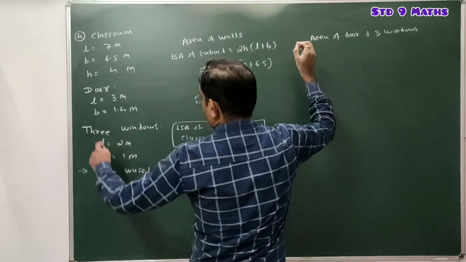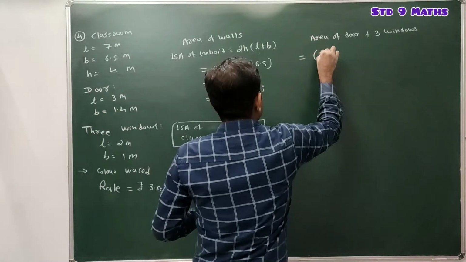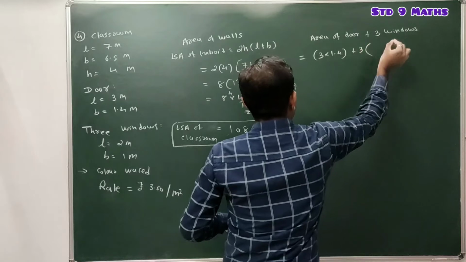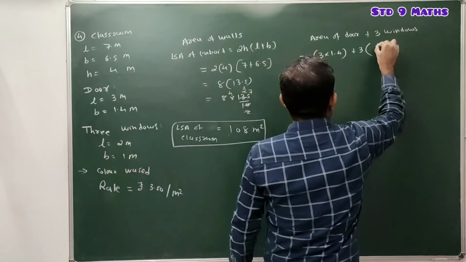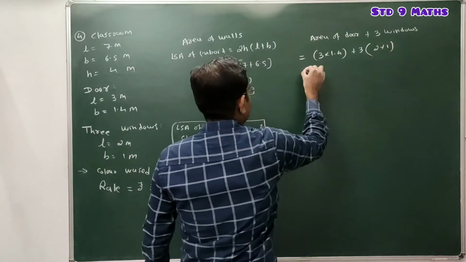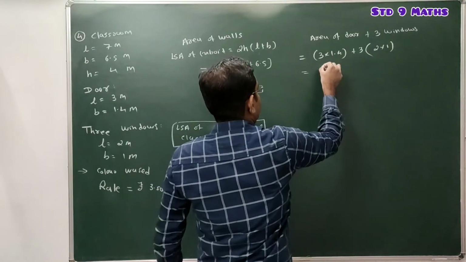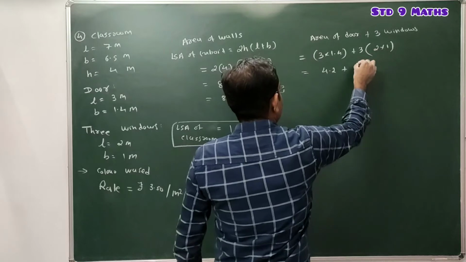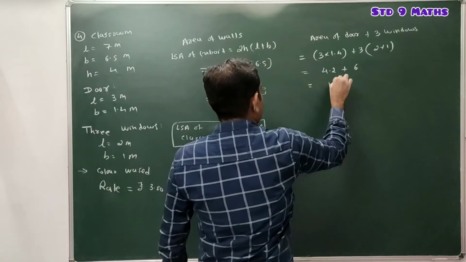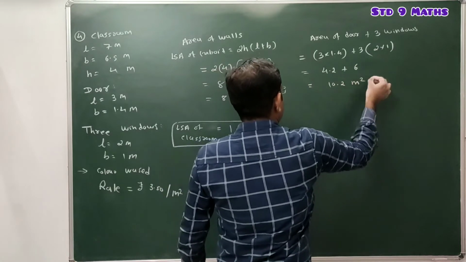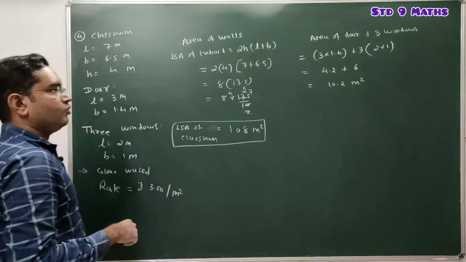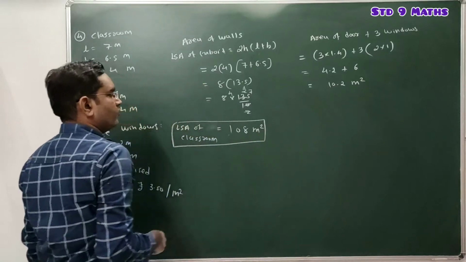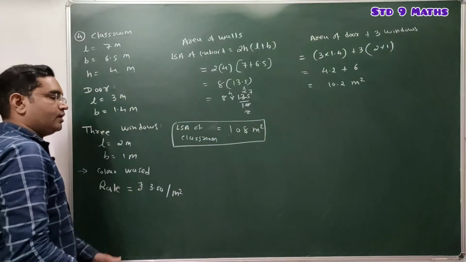So what is the area of door? Length into breadth, 3 into 1.4 plus 3 windows are there and dimensions are 2 into 1. So this one is 14 3s are 42, 4.2 plus 2 1s are 2 plus 3, 6. So it's a 10.2 meter square is the area of door and window. So this area we have to subtract from the area of these 4 walls. That will be the remaining area to be color washed.